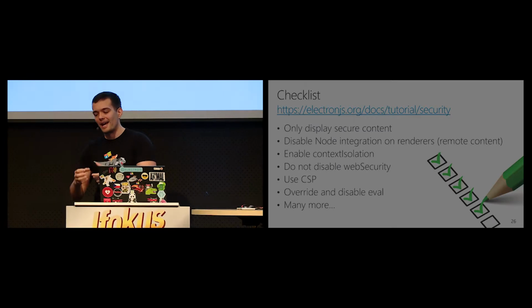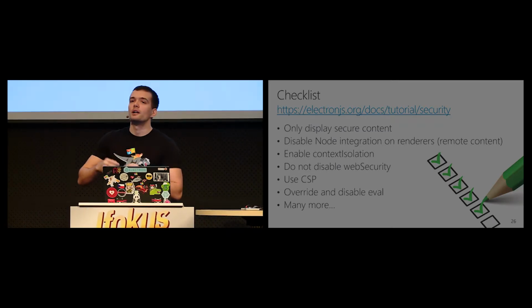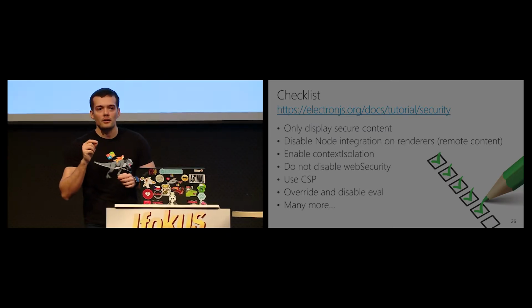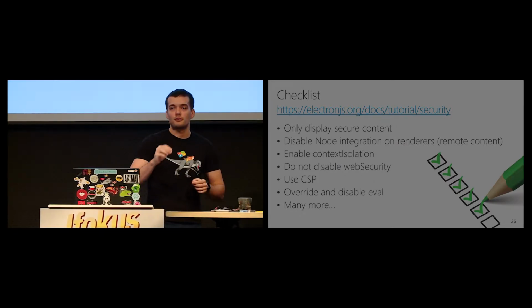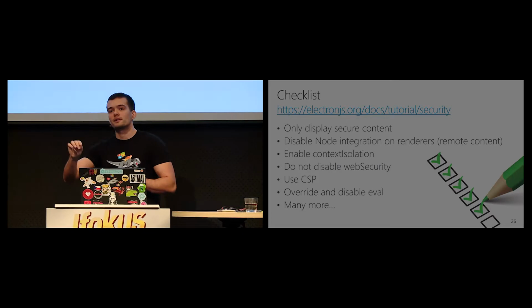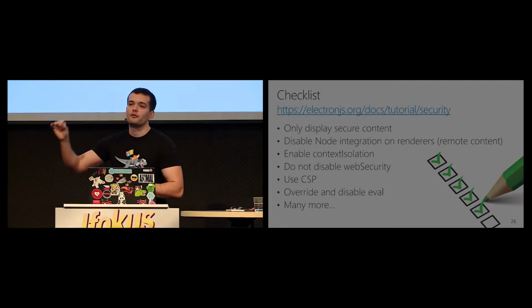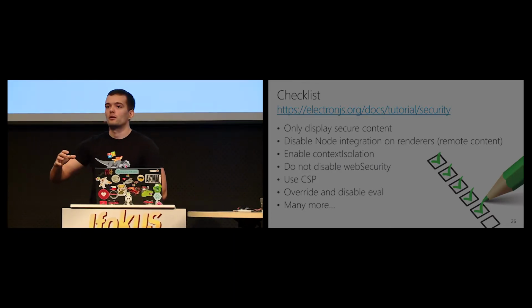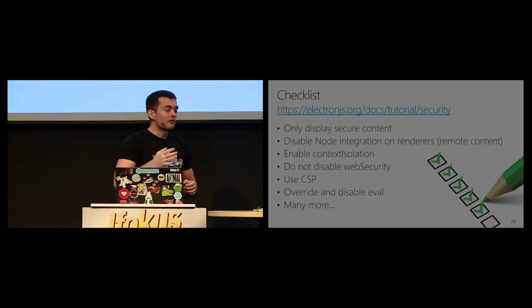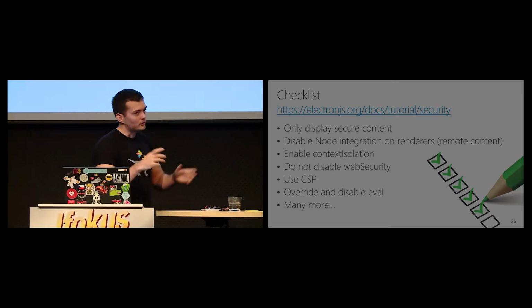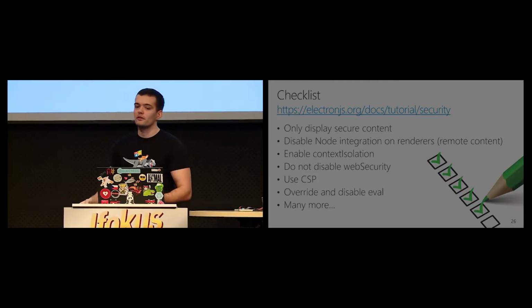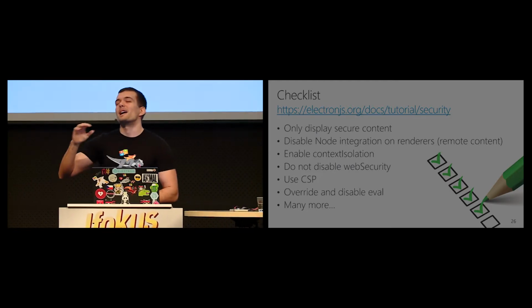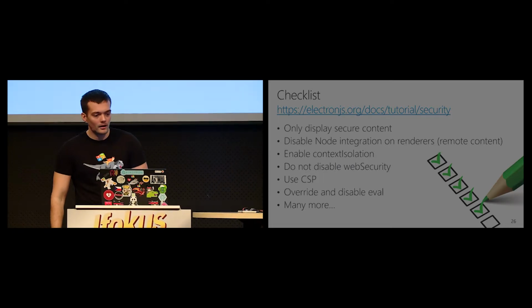Do not disable web security. Web security is a standard, and you should have it on. Always use CSP. If you don't know what CSP is, Content Security Policy, it allows you to define where you can load CSS, where you can load JavaScript from, and a lot of other cool things. Override and disable eval. I don't think I need to talk a lot about this. This is a known issue in the JavaScript world, and there are many, many others on that list.